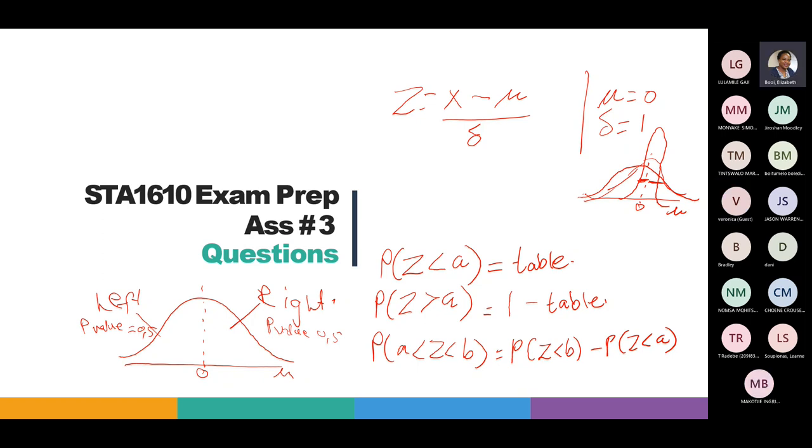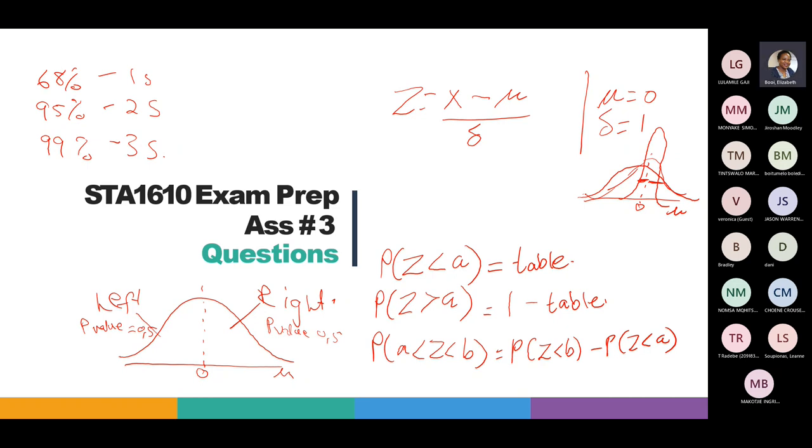Also, you must remember the empirical rule. What does one standard deviation away from the mean mean? What does two standard deviations mean? What does three standard deviations mean? So remember that 68% refers to 1 standard deviation away from the mean, 95% is 2 standard deviations, and 99% is what we call 3 standard deviations away from the mean. You need to remember those empirical rules as well when we deal with normal distribution.